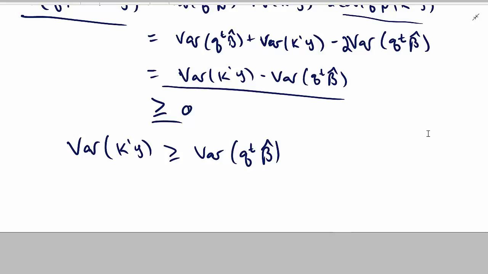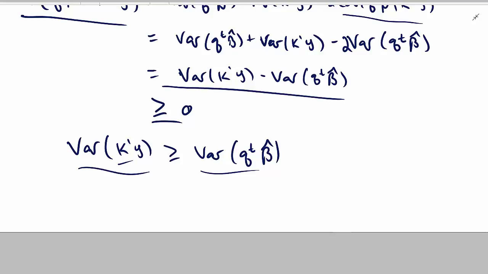So there you have it. If you take any other linear combination of Y's that results in an unbiased estimator, its variance has to be greater than or equal to that of the obvious linear combination of beta hat. So beta hat is the best linear unbiased estimator.